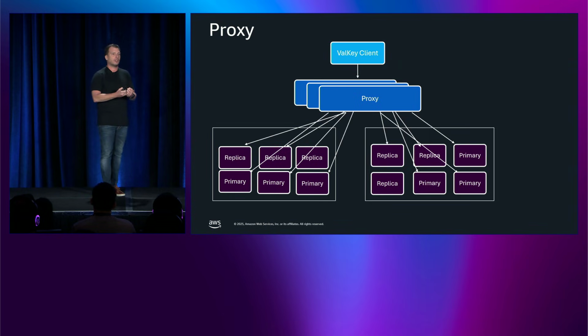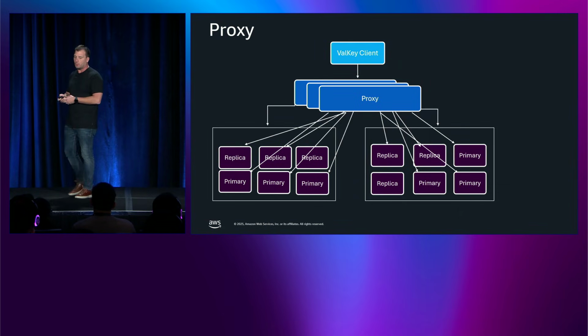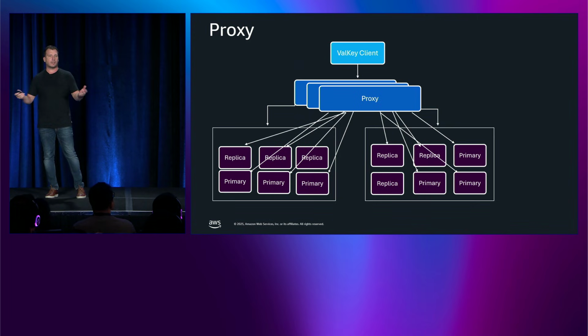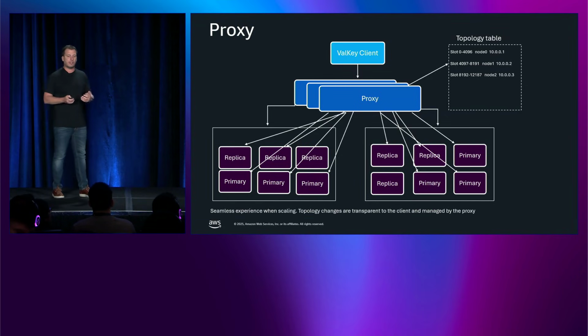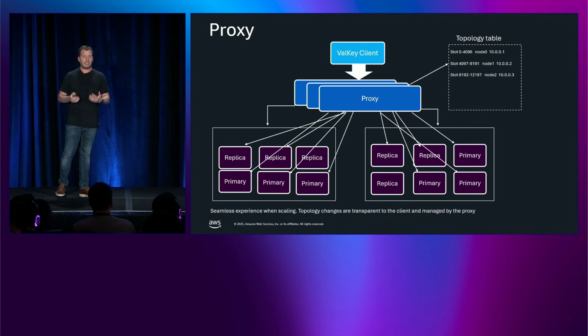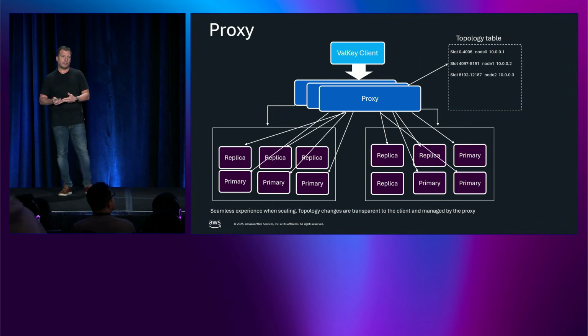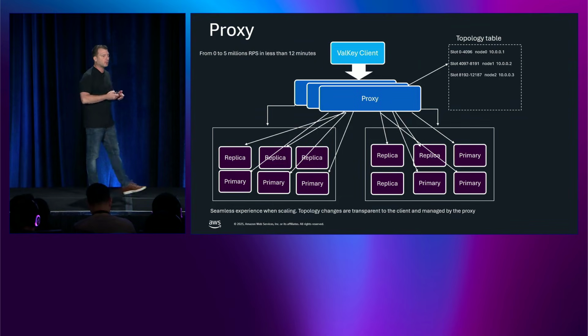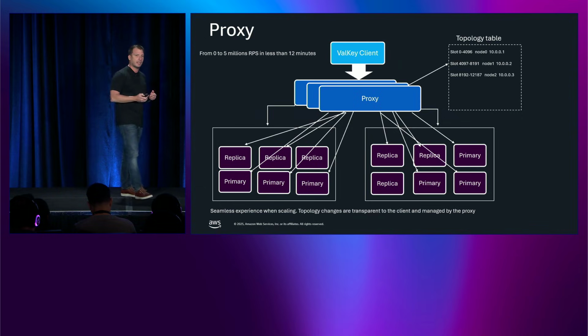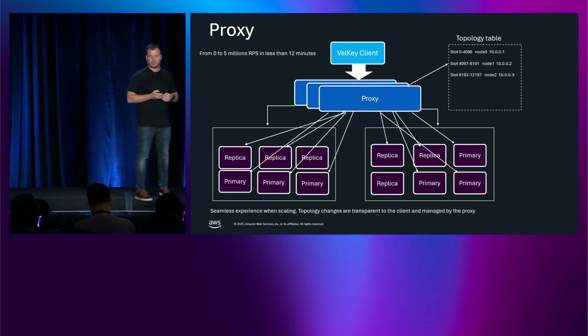So your application can consist of a single connection to the proxy, while the proxy maintains thousands of connections behind the scenes to the cluster. You don't need to be careful about that, because you can scale your throughput very instantly using this proxy technology and all the scaling that I mentioned, so you can jump from 0 to 5 million requests per second in only 12 minutes.